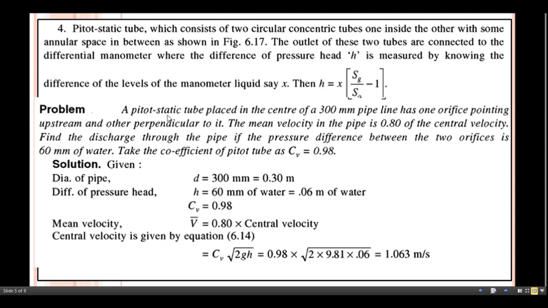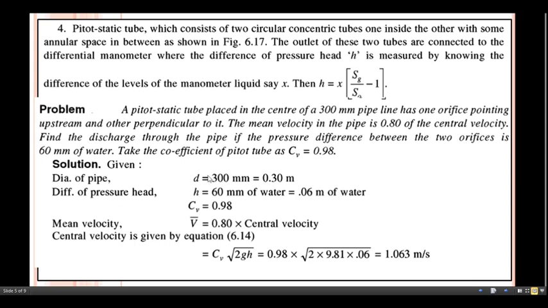A Pitot static tube placed in the center of a 300 mm pipeline has one orifice pointing upstream and the other perpendicular to it. The mean velocity in the pipe is 0.8 of the central velocity. Find the discharge through the pipe if the pressure difference between the two orifices is 60 mm of water. Take the coefficient of the Pitot tube as Cv equals 0.98.